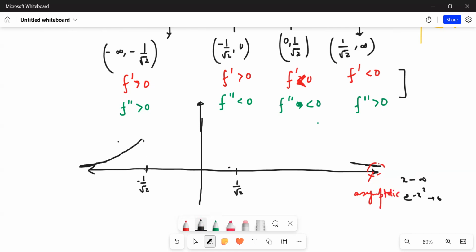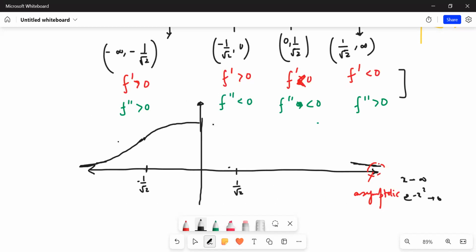Is that clear? Now, from minus 1 upon root 2 to 0, function is increasing, but at a decreasing rate. How do you have to go about it? You have to make your hands go like this. Obviously, this is not the exact graph I'm drawing, because the expanse of minus infinity to minus 1 upon root 2 would be very large as compared to this expanse. But let's say I've made it in this manner, so let it be. I hope it is clear.